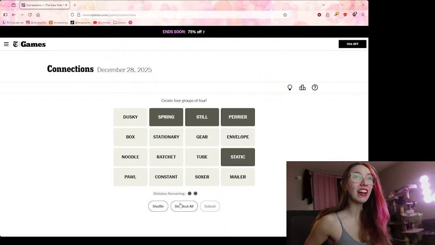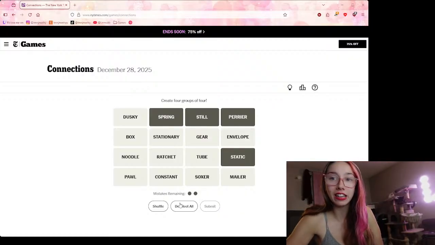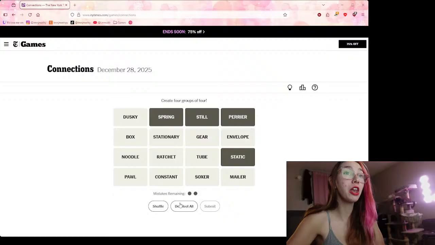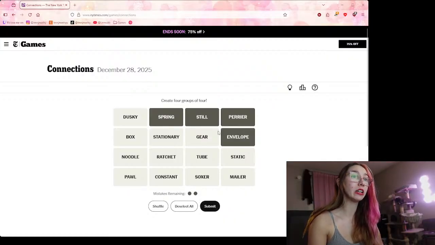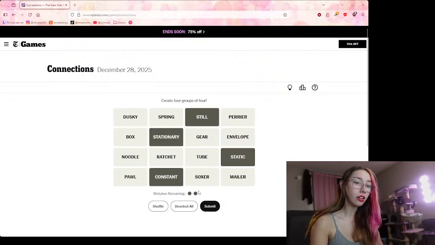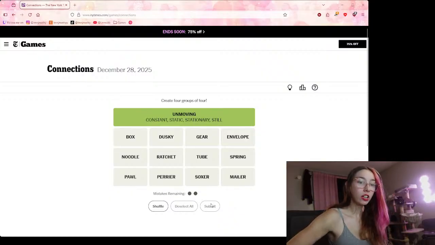Not even one away. Are you kidding me? Oh, I need major help because I'm about to crash out over here. What the fuck? It wasn't even one away, so I don't know. Also, no, I got one away for something, but hold on. Stationary and still probably could go too. Oh, stationary, still, static, and constant, maybe? Yeah. Oh! Is that it? Yeah, that was it.